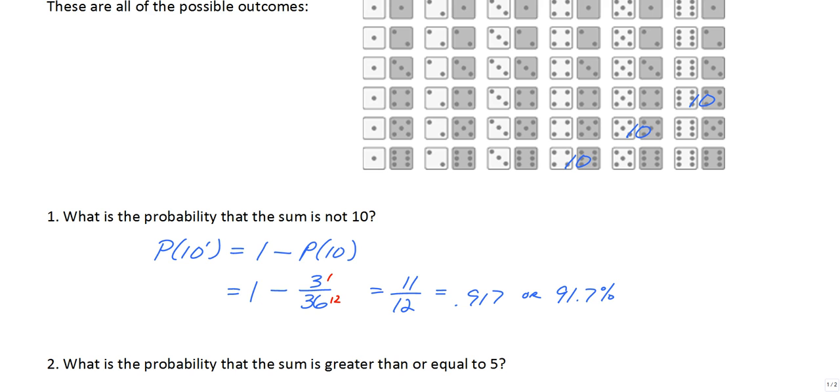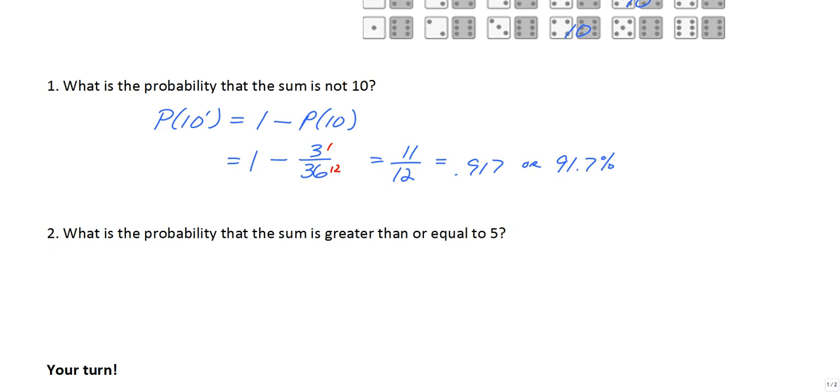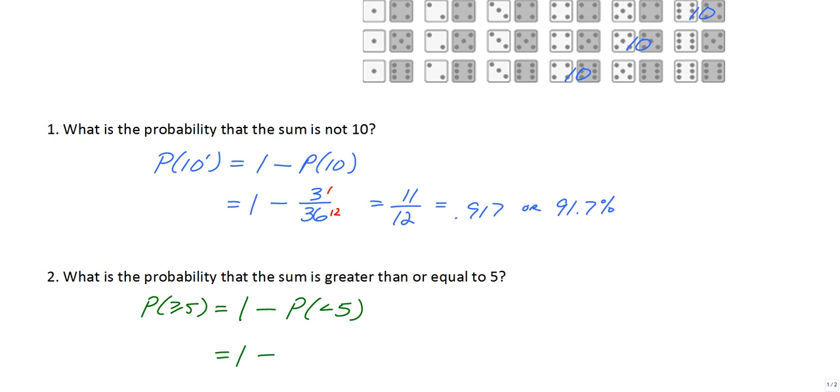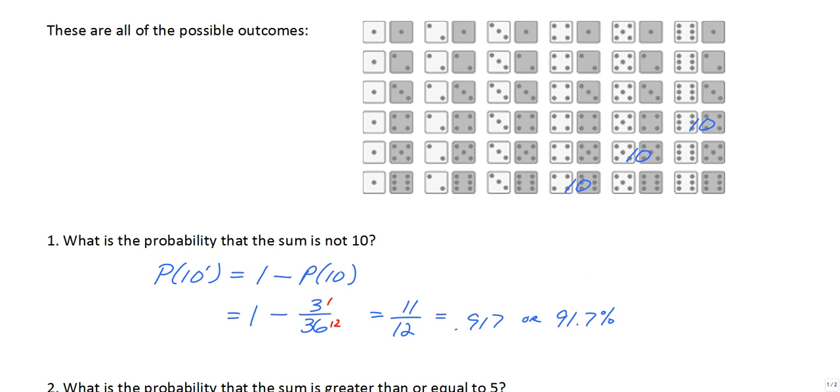So that is complements. Here's another one. What is the probability that the sum is greater than or equal to 5? There are a lot more outcomes that are greater than or equal to 5, but the probability of greater than or equal to 5 is equal to 1 minus the probability of all that are less than 5. So that's equal to 1 minus, and now let's look at the different ways we could roll less than 5. We have our 2s, our 3s, and our 4s.